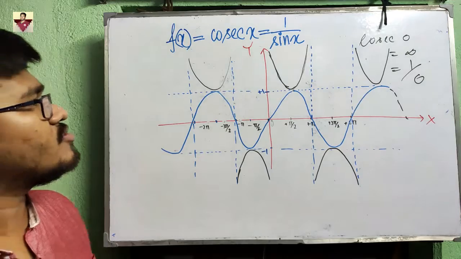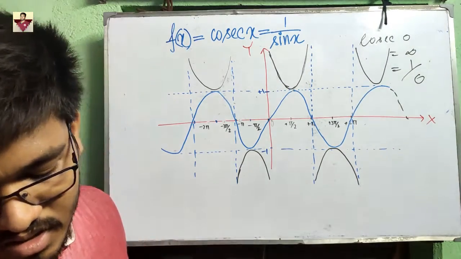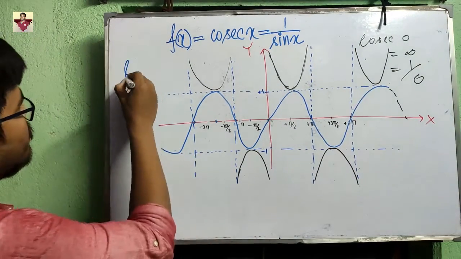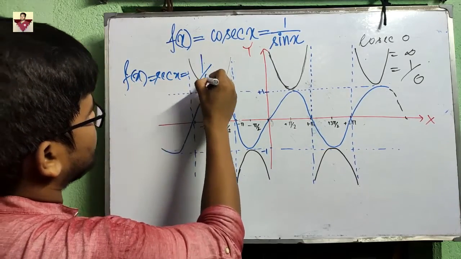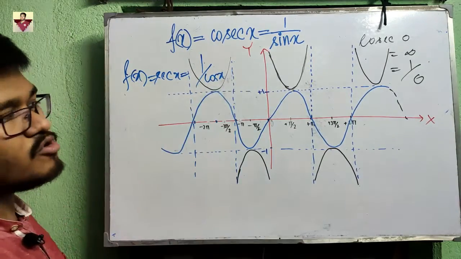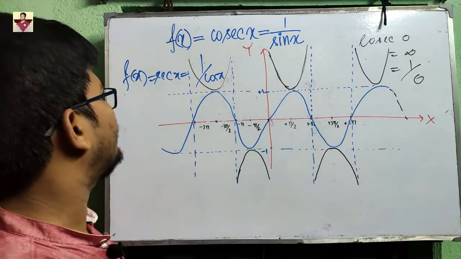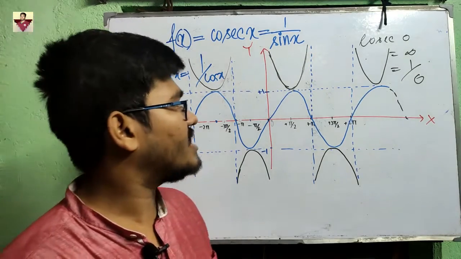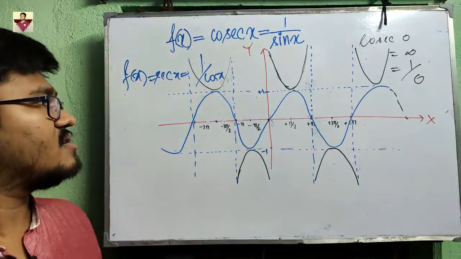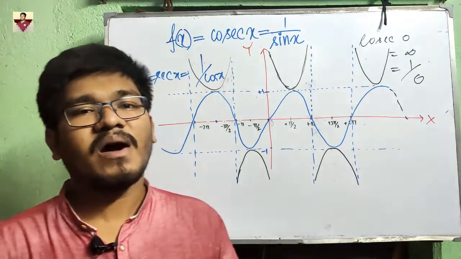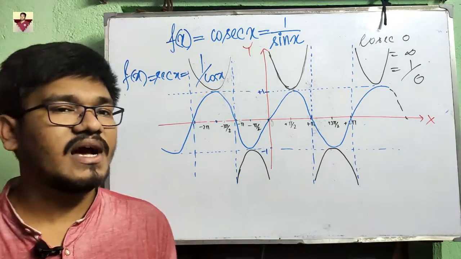So similarly you can also plot f of x equals sec of x, as it is 1 by cos of x. If you know how to plot cos x, then you can easily plot f of x equals sec of x, just similarly to the case of f of x equals cosec x. So that's it for the first part of this video in this graph session.